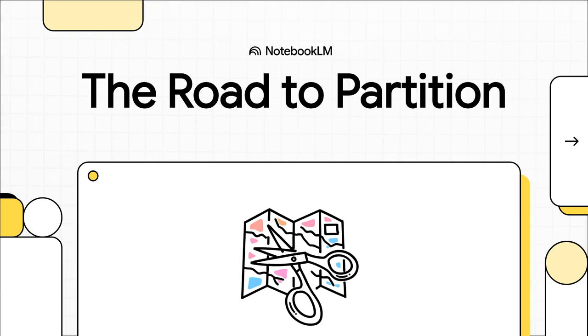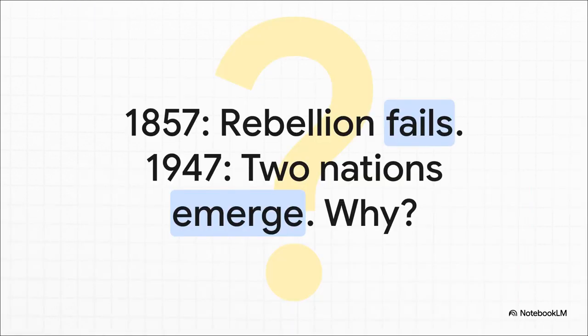So how does something like that happen? How does a huge subcontinent-wide rebellion against a common enemy in just 90 years turn into the creation of two rival nations? Well, today we're going to dig into the historical sources to understand the key moments that led to one of the biggest, most consequential partitions of the 20th century. All right, let's get right to it.